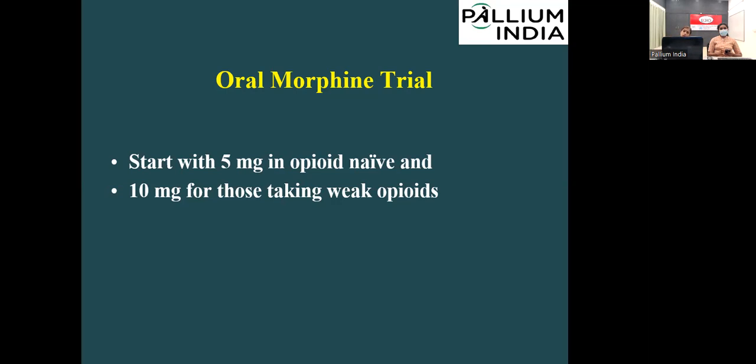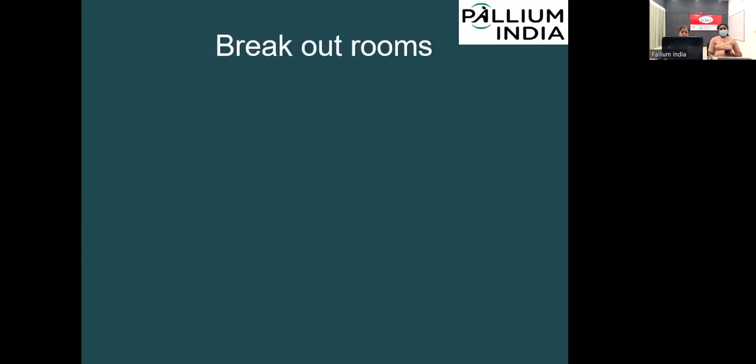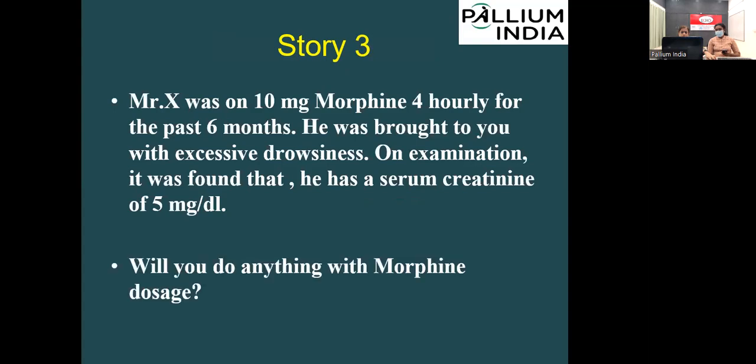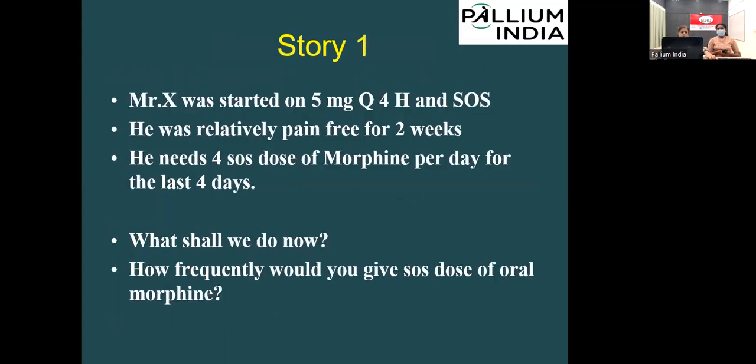If the patient is already on tramadol, you can start with 10 milligram, or if the patient is very new to opioid, it is better to start with 5 milligram. So this is how we do oral morphine trial. I hope that is clear till now. These are very basic things. You have to be very thorough about this calculation. So we will take scenarios one by one.